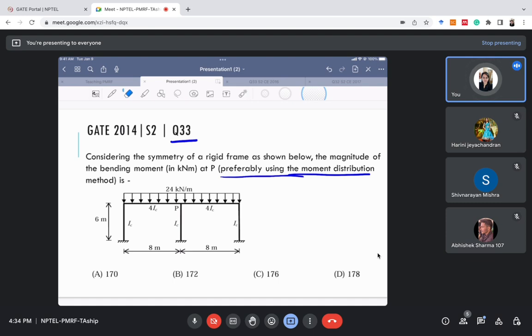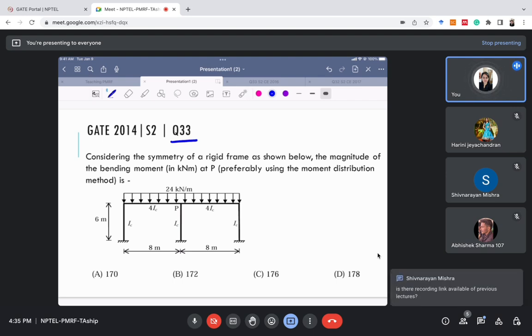But I personally don't use the moment distribution method for GATE, because it requires a lot of calculation. The same problem in which the moment distribution method can be used can also be solved using the slope deflection method. It's up to you which method you want to use, but I feel that the slope deflection method is easier. In the moment distribution method, the only part in which they can ask questions is when you have to find the joint stiffness. And yeah, the recordings are available, okay.